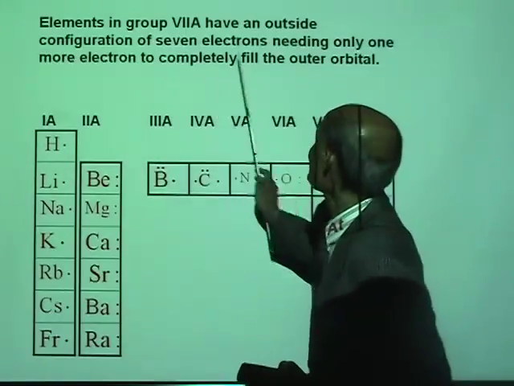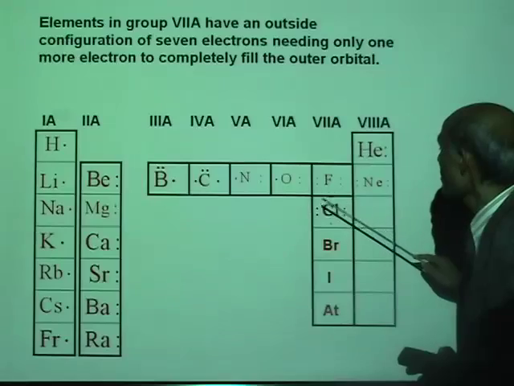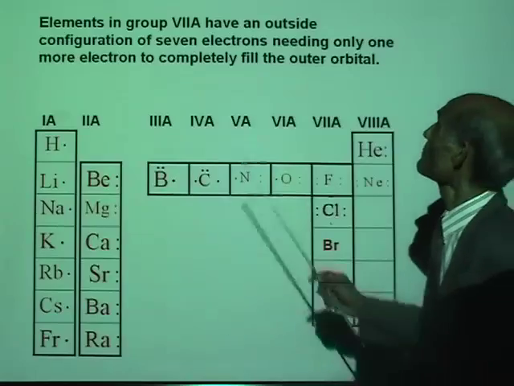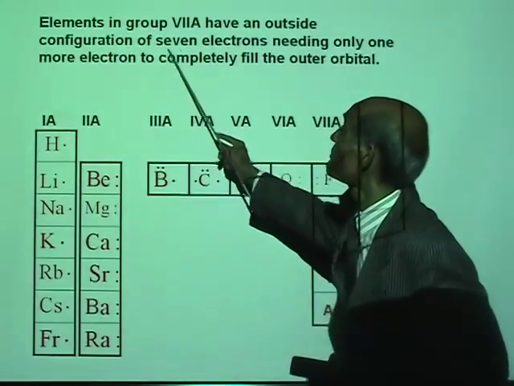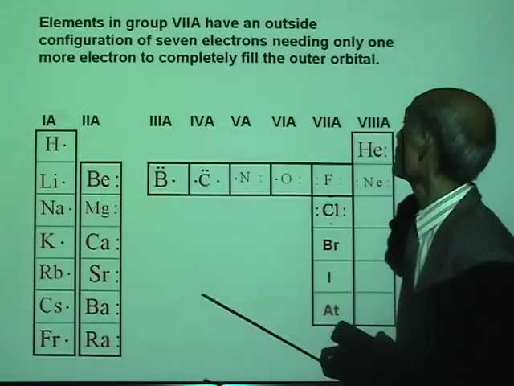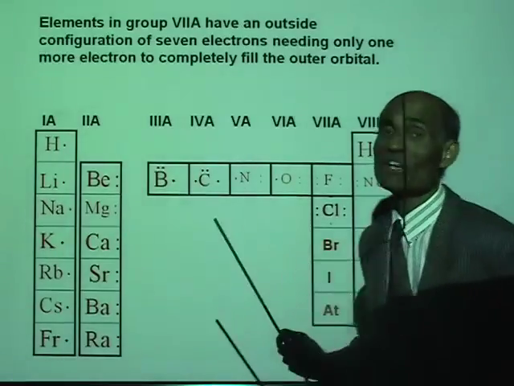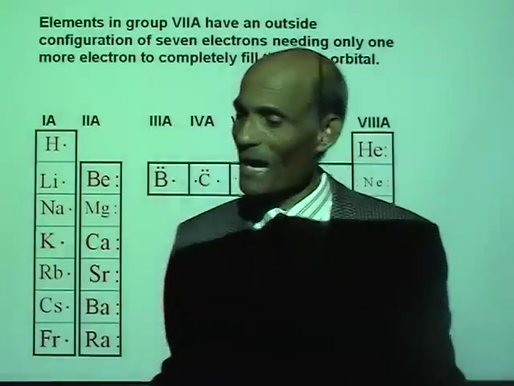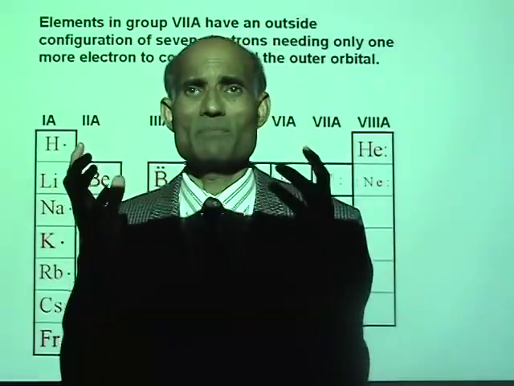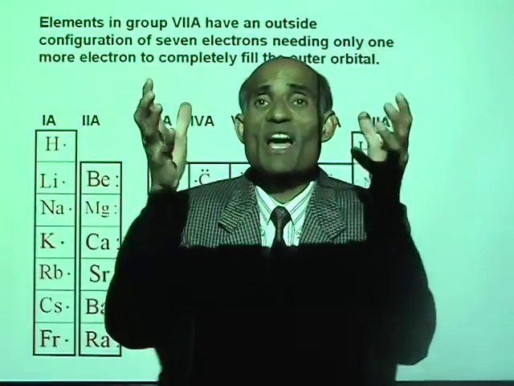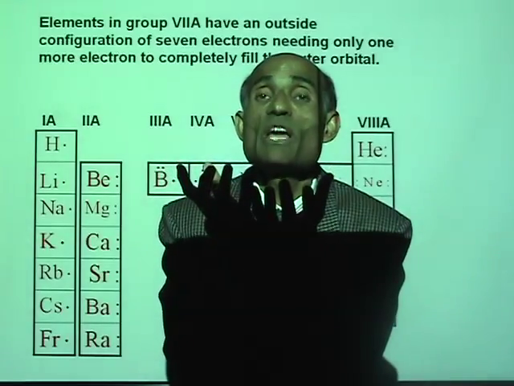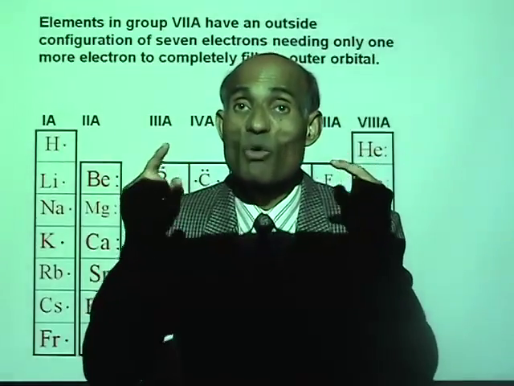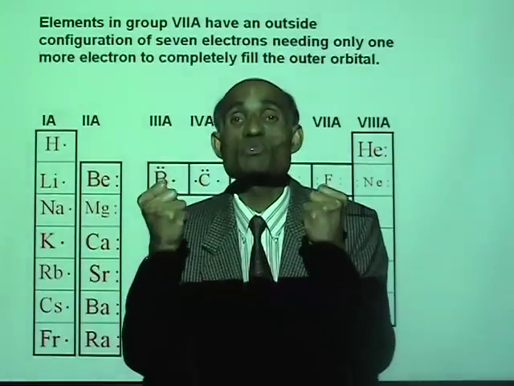Now, elements in group 7A, look at that: fluorine, chlorine, bromine, iodine, astatine. All have outside configuration of 7 electrons, and they need only one more to make 8 electrons. Now, let me talk about that. When an atom has 8 electrons in the outer shell, it is said to be a properly completed outer orbit. Now, this is what every element wants to achieve.